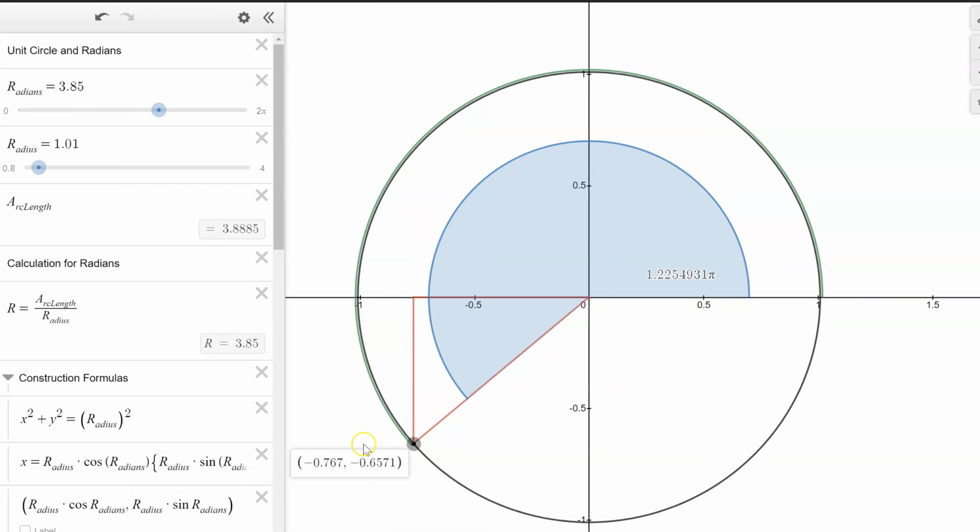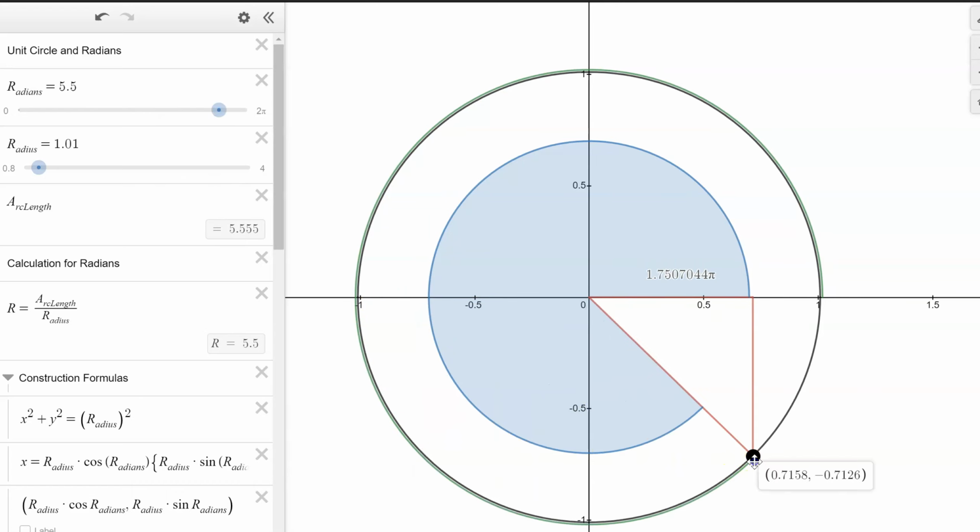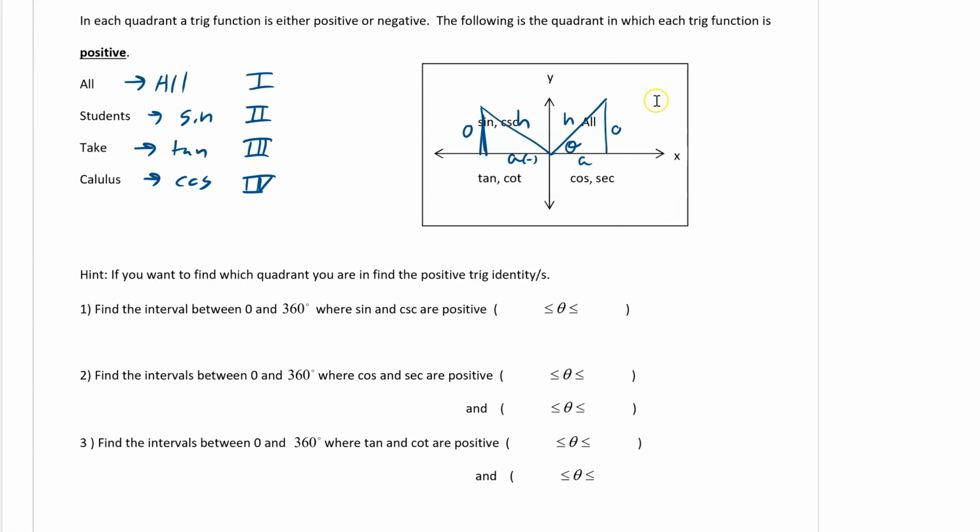Both are negative, so negative over negative. That means tangent is positive. And then the final one, the x is positive, the y is negative, so just cosine. So on each of these, it will always be just one and its reciprocal. So, All Students Take Calculus. Everybody's positive, just sine and its reciprocal, just tangent, and just cosine. So you can tell very quickly that tangent and sine would be negative here.